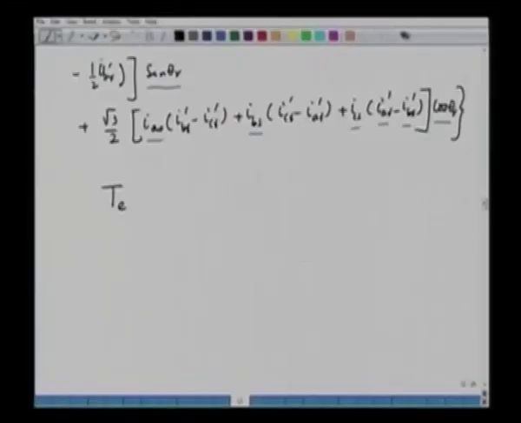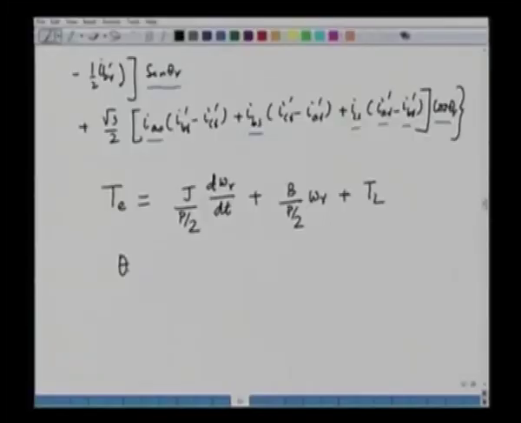And then we can derive the torque equation, and from the torque equation we can find out the equation for the speed. TE is equal to J d omega r by dt by P by 2, because omega r is the electrical speed, plus B by P by 2 into omega r. B is the coefficient of viscous friction, omega r is the electrical speed, plus the load torque. So, when we solve this equation, we can find out the expression for the rotor speed, that is omega r.